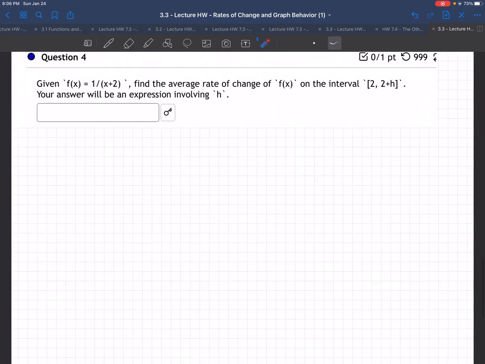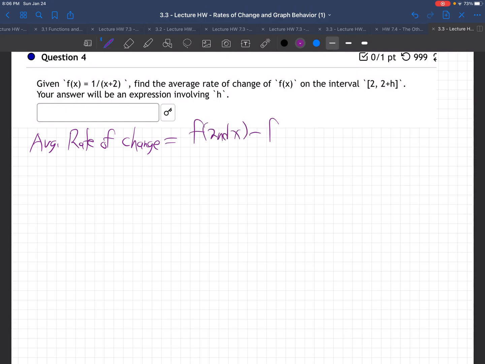So let's do it. The average rate of change is f of the second x minus f of the first x, all over second x minus first x. Okay, so what are we talking about?